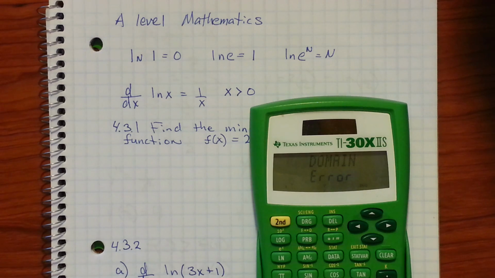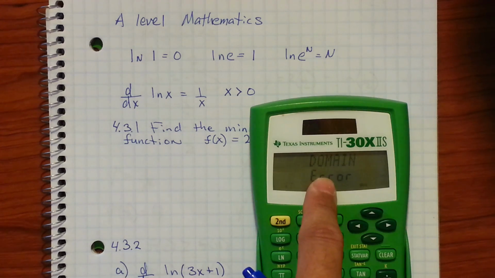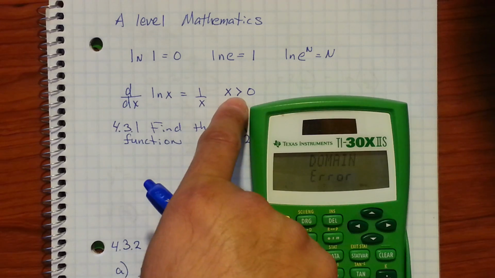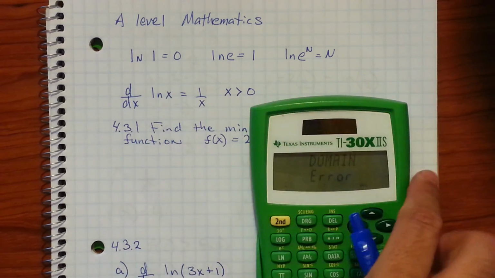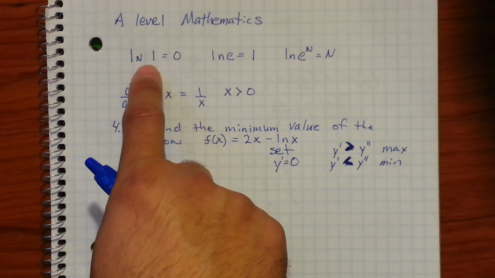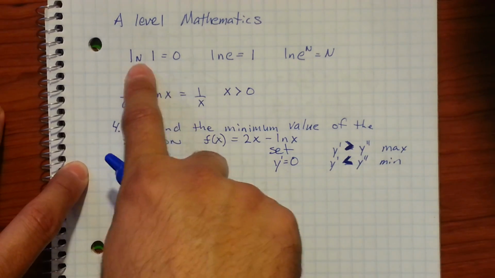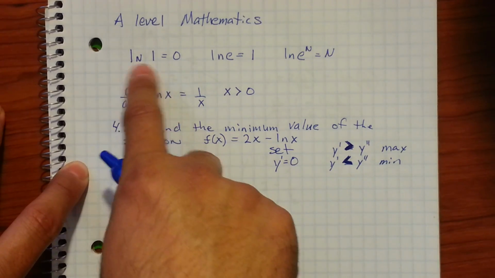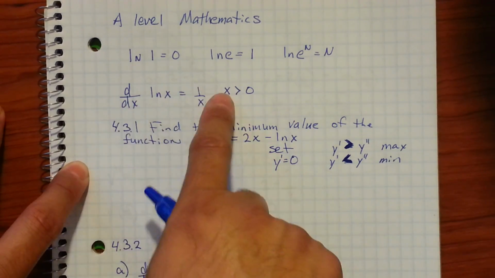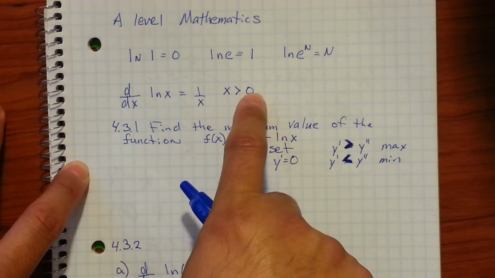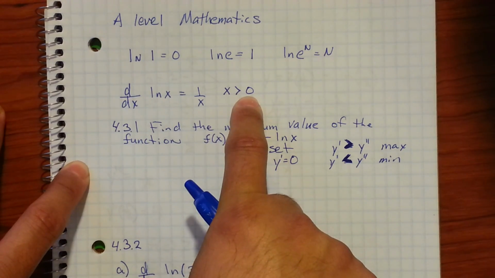If I go clear, ln of -5, same thing. I get a domain error for all of them. So that's why x has to be greater than 0 to do the derivative. We just learned over here that ln 1 is equal to 0, but that's not the same thing. Right here, this has to be greater than 0, which means it cannot be equal to 0.